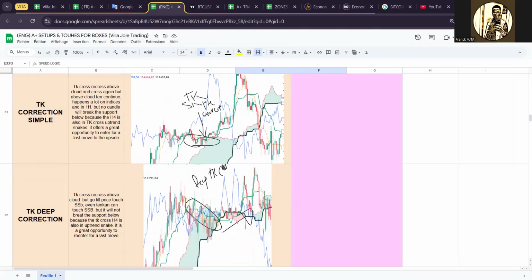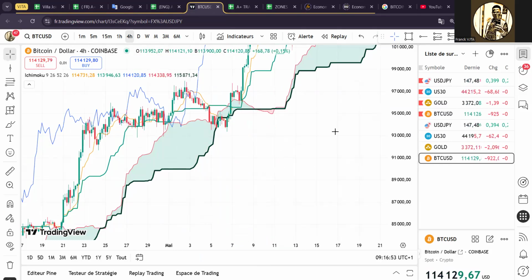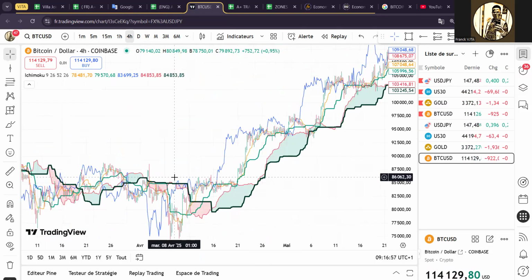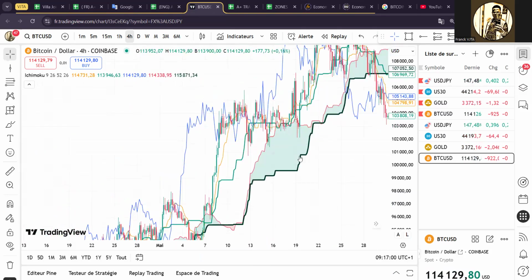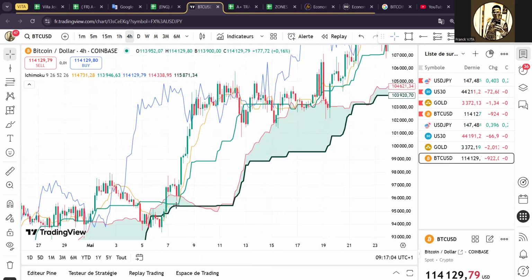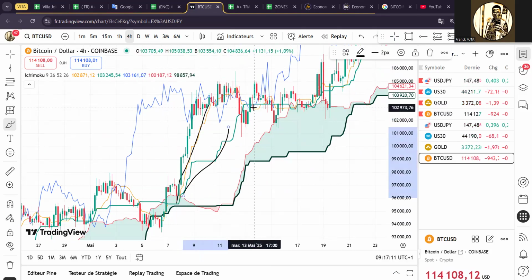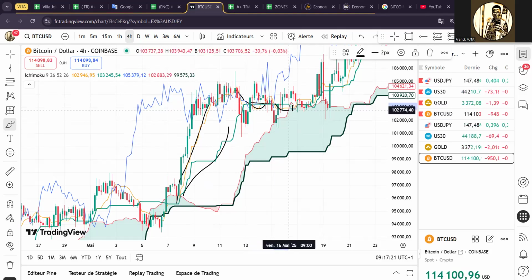So let us talk about TK correction, a simple TK correction. Let us take this one. A correction, for me, is when the TK cross was crossing to the upside, but in this whole correction the price started going down and Tenkan went down below Kijun. The fact that Tenkan went below Kijun is a correction. Now it is a simple correction.